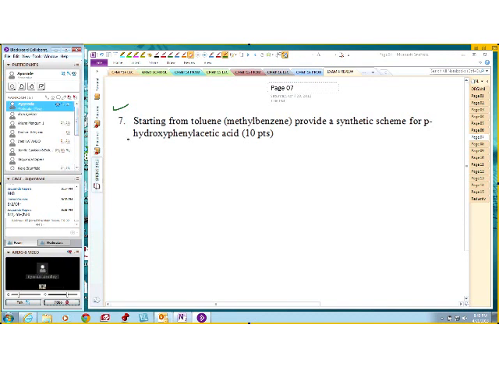Starting from toluene, provide a synthetic scheme for p-hydroxyphenylacetic acid. Okay, very good. That is Kiera Bradley. Very good, and thank you. Now what they want us to do here, starting from toluene, they want you to go from toluene right here, and then they want you to make p-hydroxyphenylacetic acid, and that would be this here.